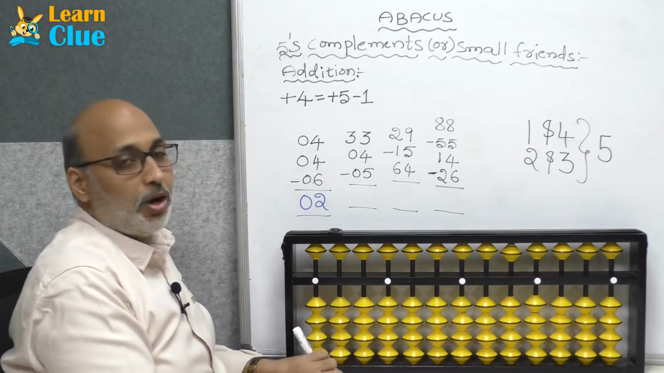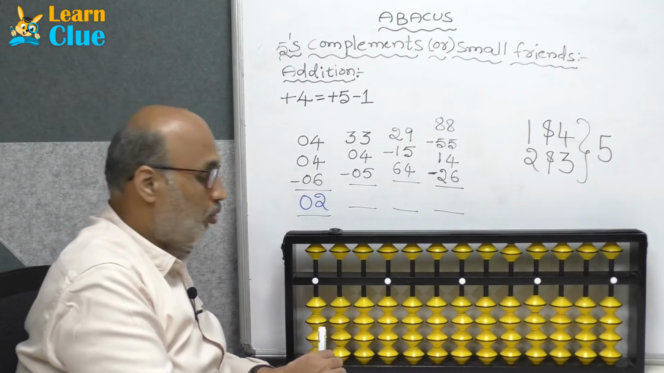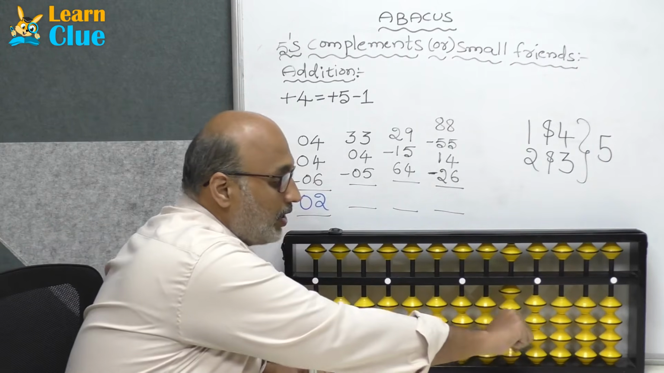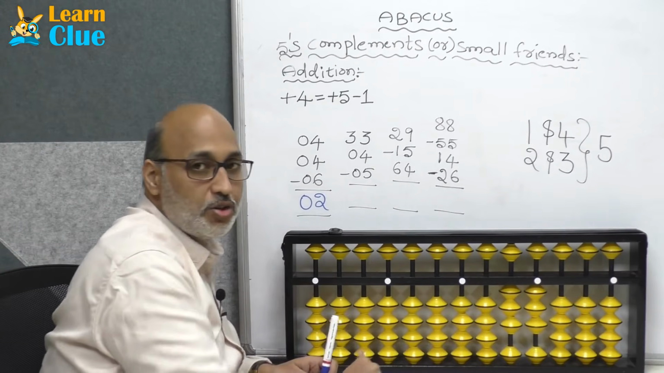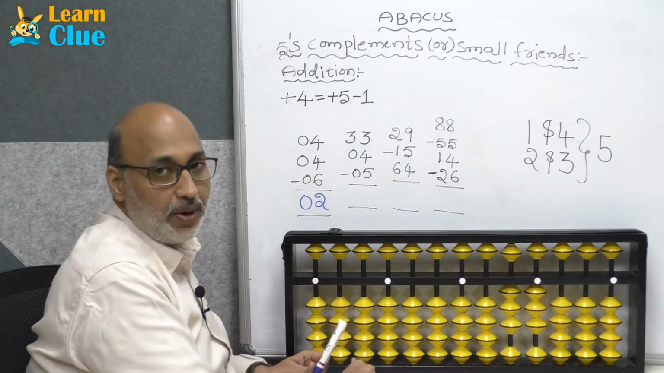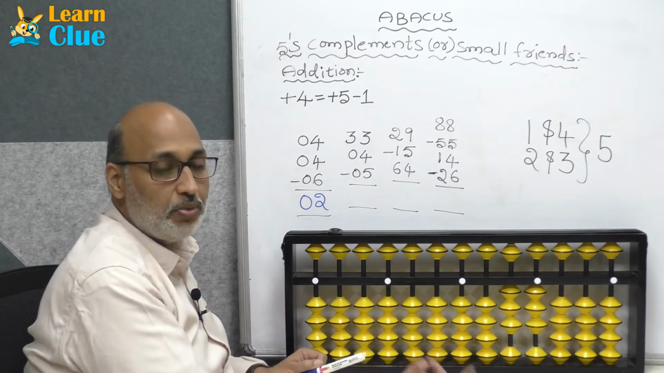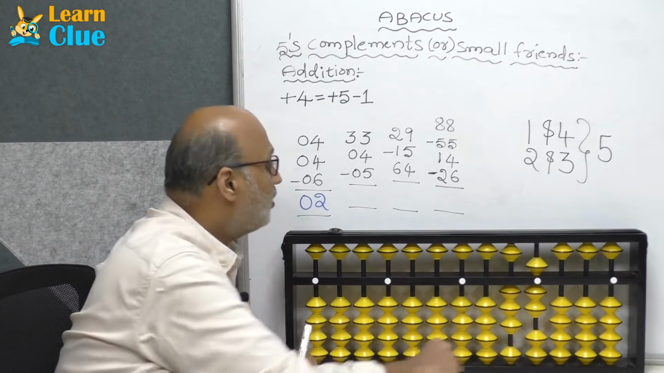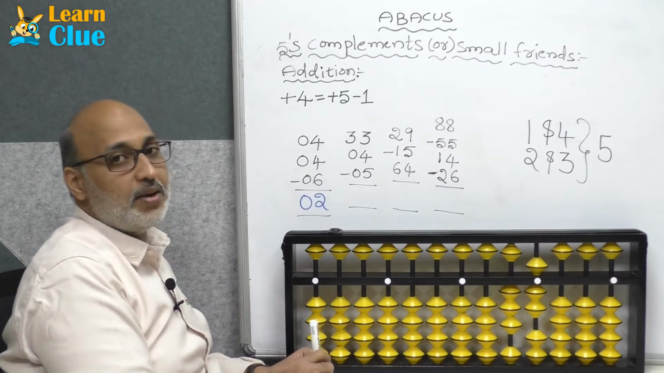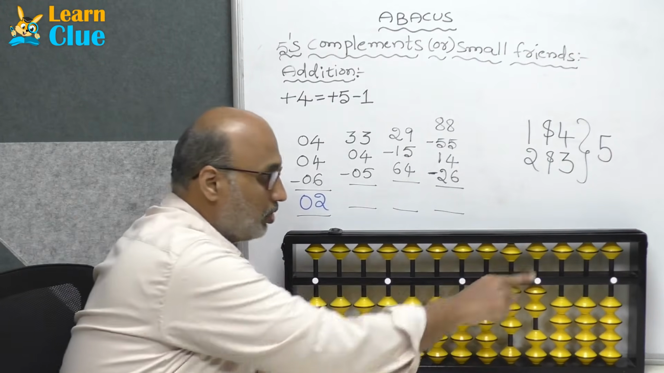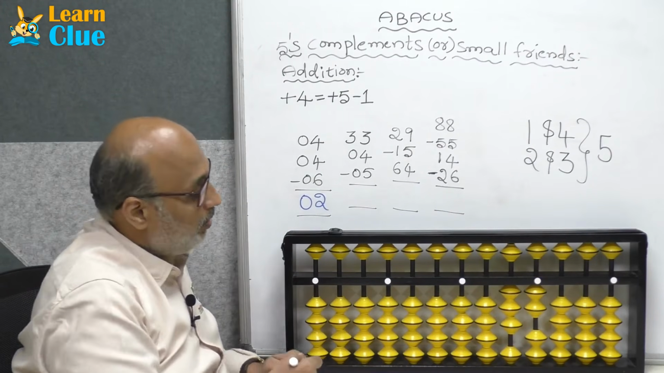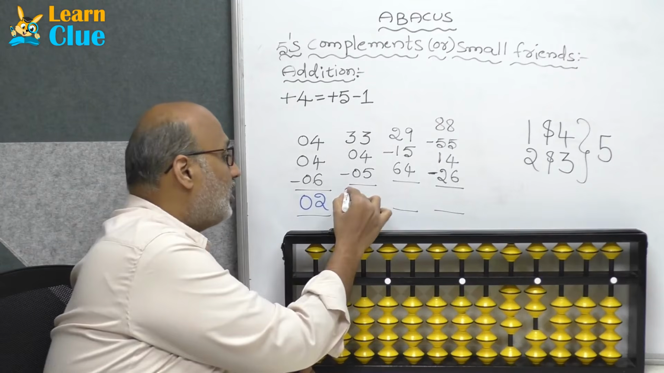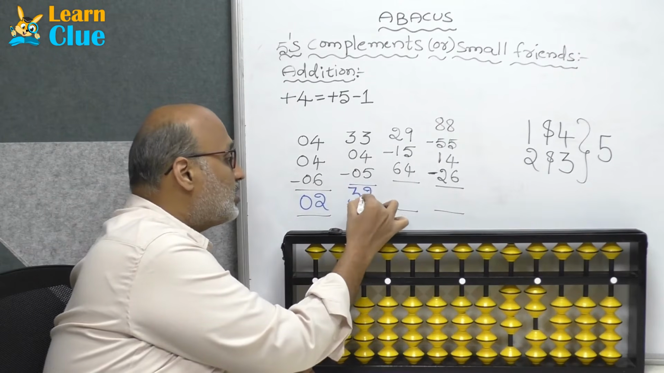Now take the next problem. 33. How to place 33? 30 in 10's place, 3 in 1's place. Now they are asking plus 4. Again we are facing the same problem. Who is the friend of 4? 1. So plus 5 minus 1. Now they are asking minus 5, which is readily available. Now tell me what is the answer? 32 is the answer.